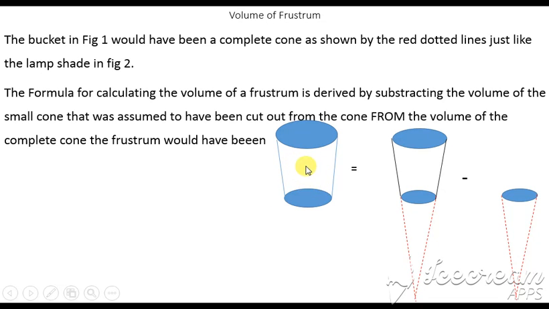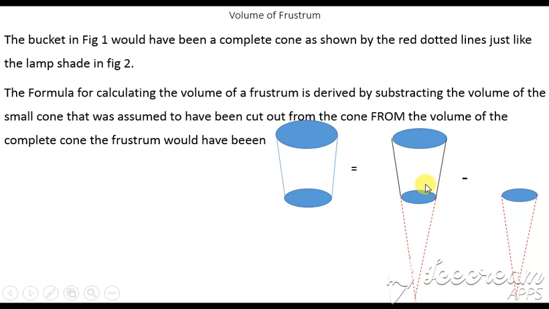So if you want to find the volume of a bucket, the volume is equal to the total volume of the cone that it would have been without being cut. It's assumed that the bucket is cut from a cone, so from the volume of that cone you subtract the cut-out cone that was removed to make the bucket. Essentially, the volume of the big cone minus the volume of the small cone.